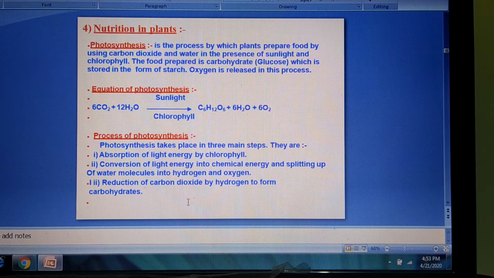Hi guys, this is part 2 of the lesson Life Processes for class 10th biology. In this lesson we are going to learn about nutrition in plants.